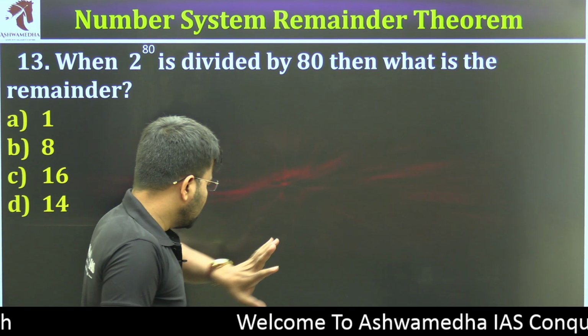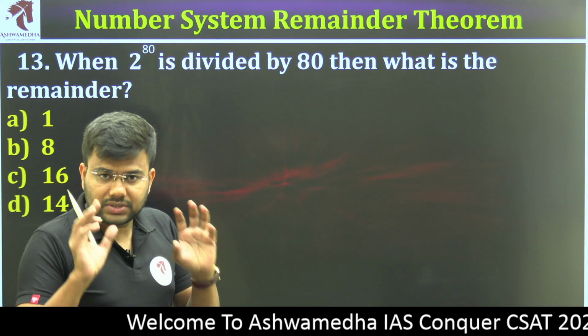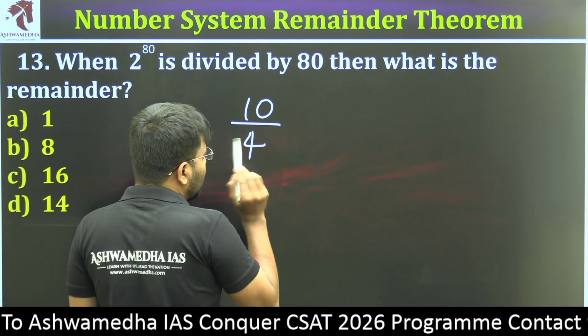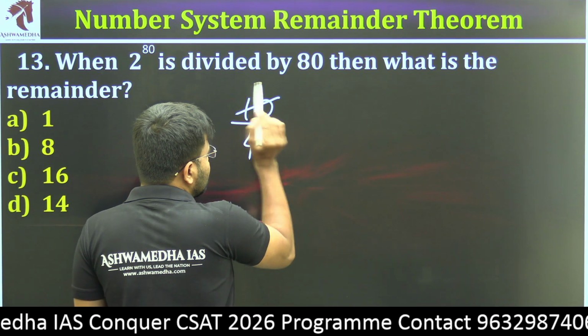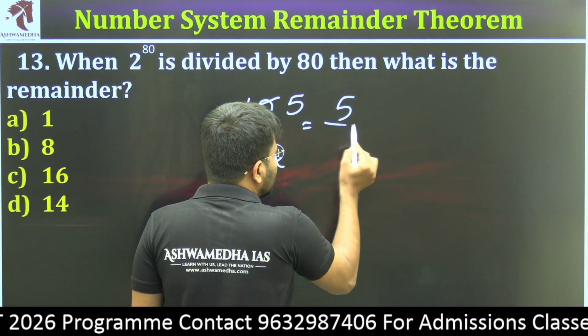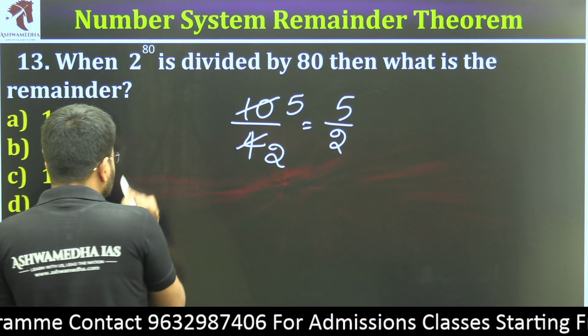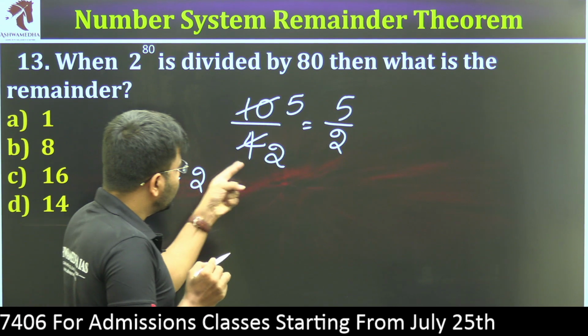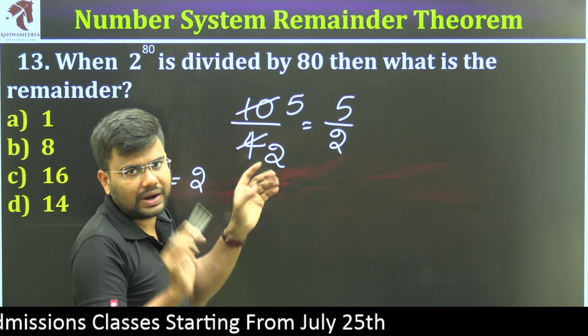Now how to understand the cancellation factor. See here, if 10 divided by 4, easily the remainder is 2, you can cancel it by 2. That is, 2 5s are 10, 2 2s are 4. Now 10 by 4 is also equal to 5 by 2. What is the cancellation factor? Here the cancellation factor is 2. What did you do? 2 2s are 4, 2 5s are 10. That cancellation factor will be there, right?